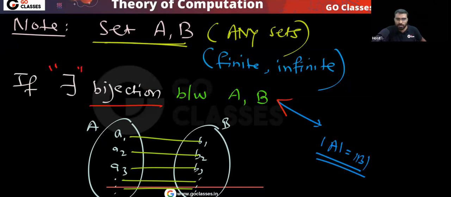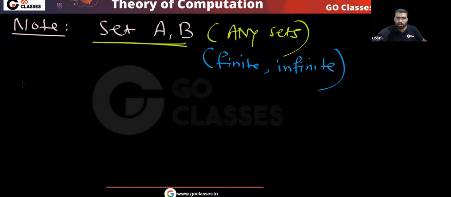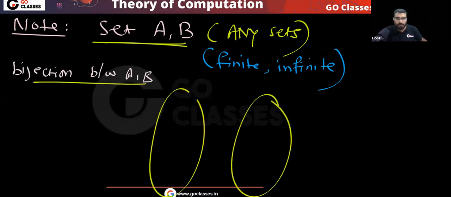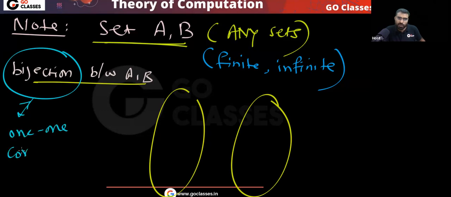Because bijection means what? Bijection is one-to-one fight. If I give you a bijection between A and B, that means one-to-one correspondence. Remember, bijection means one-to-one correspondence. This is another word for bijection. So for example, one-to-one fight.